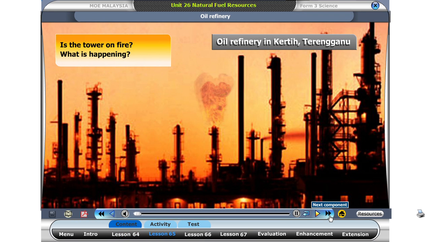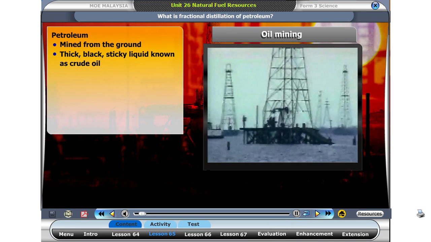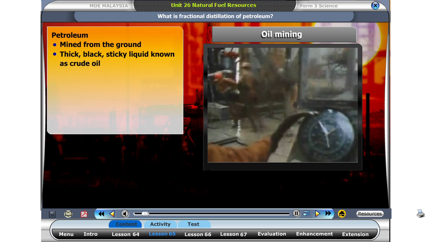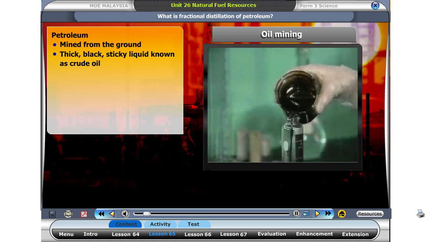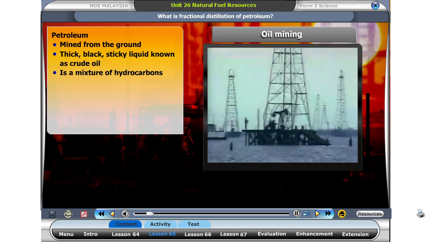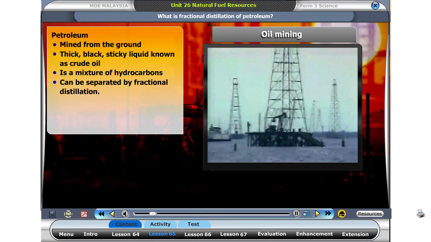Look, is the tower on fire? What is happening? Petroleum, which is mined from the ground, is a thick, black, sticky liquid. It is also known as crude oil. Petroleum is a mixture of hydrocarbons. It can be separated by fractional distillation.